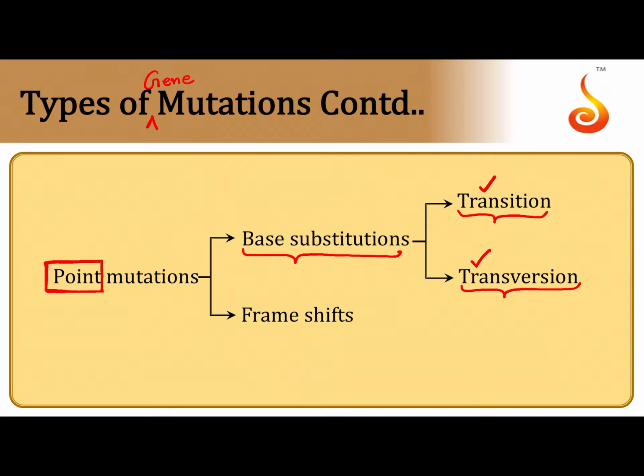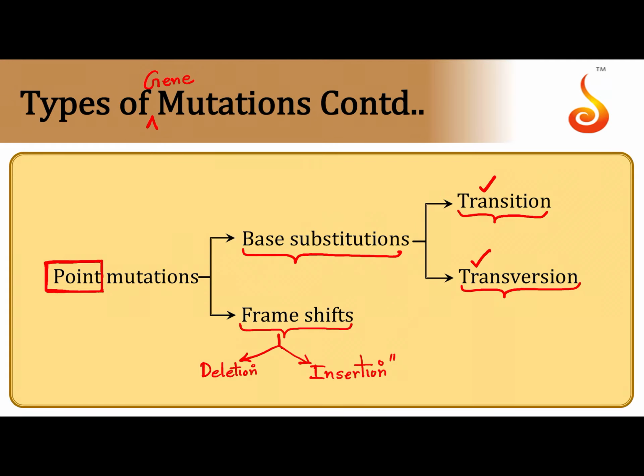And you all know that the message on the DNA in the form of a genetic code is copied onto the mRNA. And then there can be frame shifts. In frame shifts, there is complete loss of a nucleotide. Say for example, there is a deletion of a nucleotide in the gene, or there can be an addition of an extra nucleotide, which is referred to as insertion.